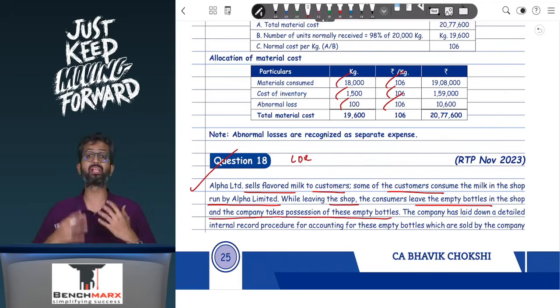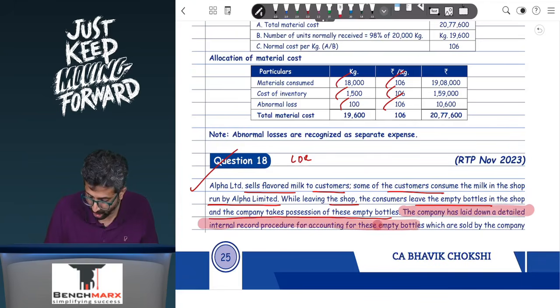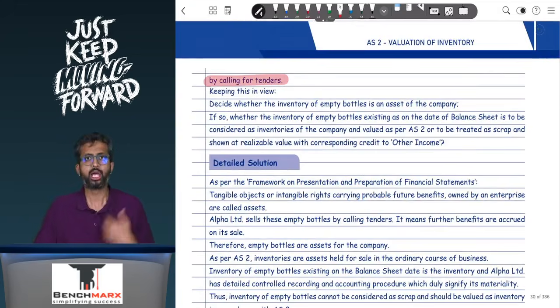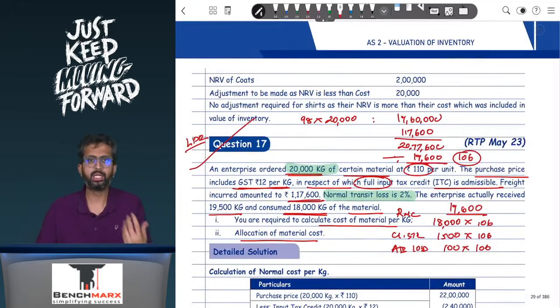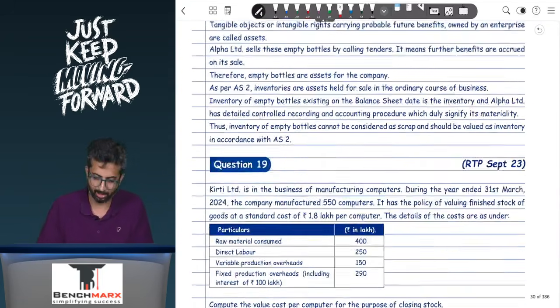So the company very well controls these bottles because it has taken possession of the customers' empty bottles. The company, this is an important sentence, has laid down a detailed internal record procedure for accounting for these empty bottles, which are sold by the company by calling for tenders. So is the company serious in managing those empty bottles? Yes. It is maintaining detailed records and calling for tenders, and hence this shows the seriousness of the management with regards to these empty bottles.